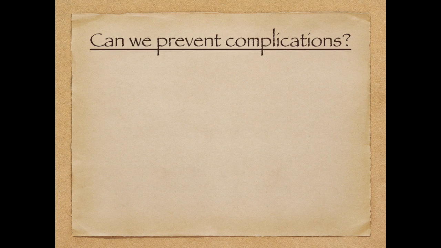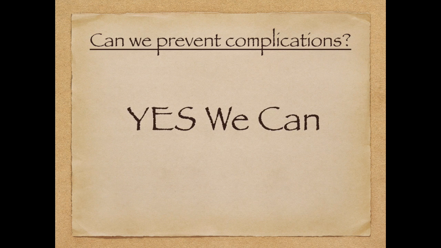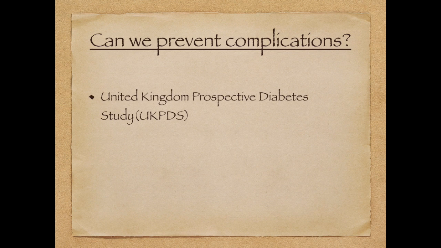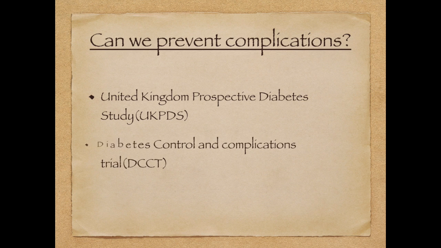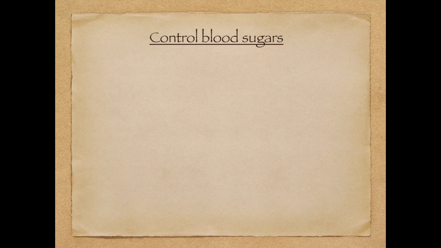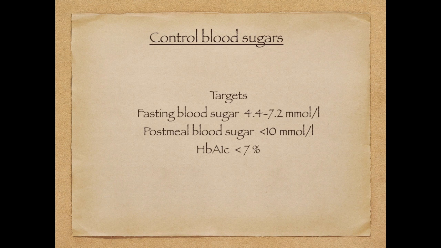Now that we know the risk factors, can we prevent these complications? Yes, we can prevent or at least delay these complications. Major trials like the UKPDS in patients with type 2 diabetes, DCCT in patients with type 1 diabetes, and the Steno 2 showed us that control of the above mentioned risk factors does indeed improve the outcome. So, let us look at some of these individual risk factors. Optimal control of blood sugars is an important part of management.